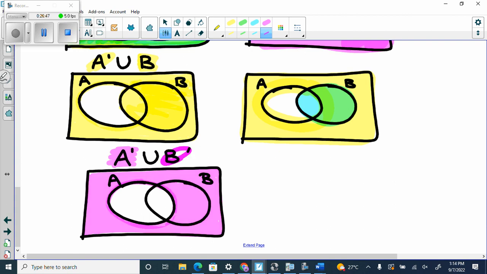Okay, then I can keep the same color because it's an or. Then I say not B. So I circle B, and then I do outside of B. Sometimes it's easier for people to visualize if they use different colors.